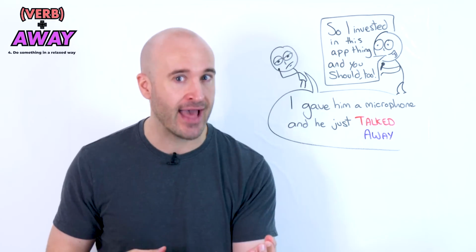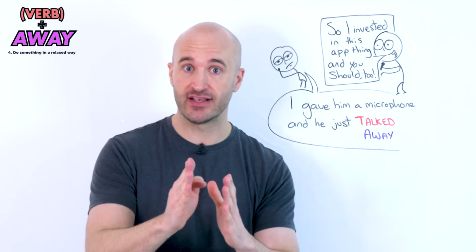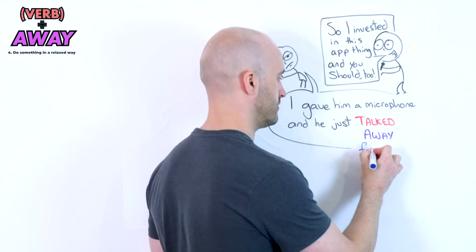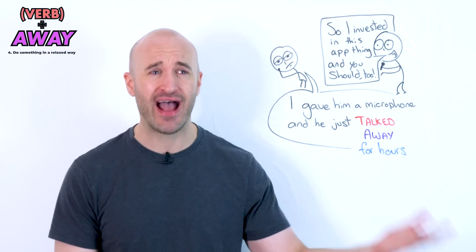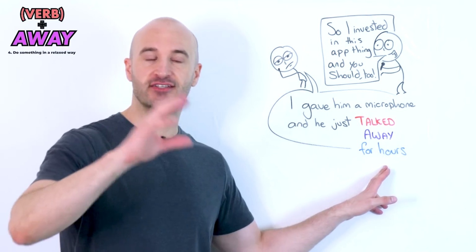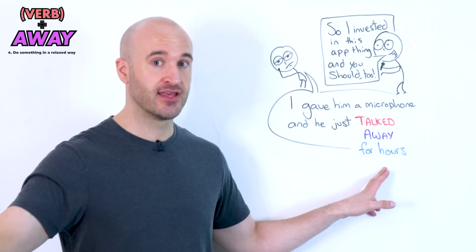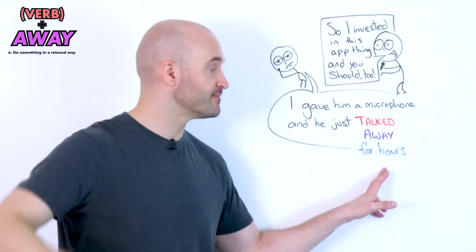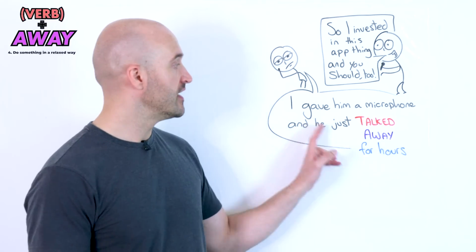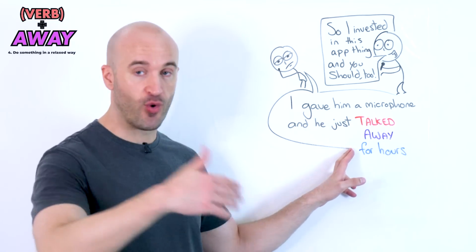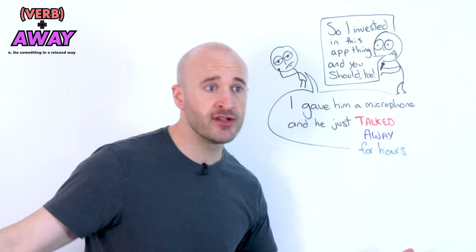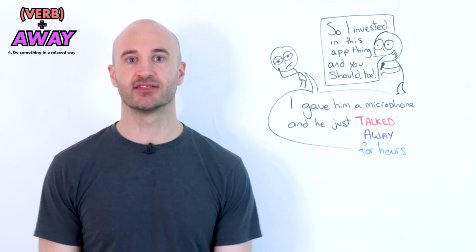So this away implies he did it in a relaxed way for a long time. Now, yes, you can use a time reference, in this case, duration. He talked away for hours. Remember dance the night away? The time reference goes in the middle. Not this one, no. He talked away for hours. He talked away all night about his stupid podcast.